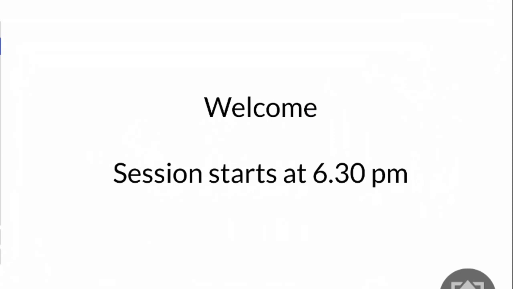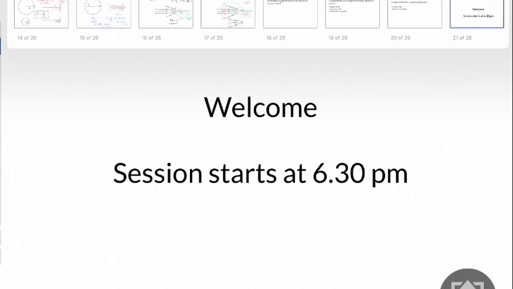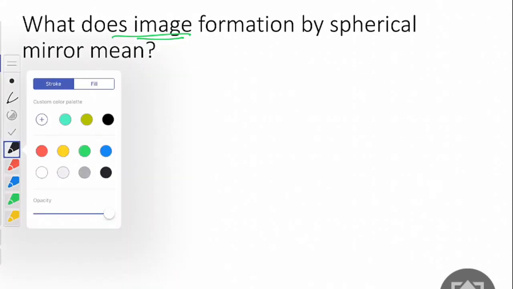Okay, so now let's get going. First question I would like to ask is, last time we talked about image formation. I want a quick recap. What does image formation by a spherical mirror mean? In fact, I would say in general, what does image formation mean? I'll just repeat, all of you make sure you understand this.